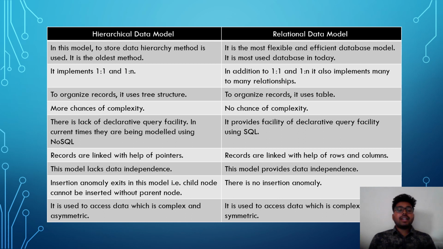In hierarchical, records are linked with the help of pointers. In relational, records are linked with the help of rows and columns. The hierarchical model lacks data independence, whereas the relational model provides data independence. Insertion anomaly exists in the hierarchical model, that is, a child node cannot be inserted without a parent node. There is no insertion anomaly in relational. Hierarchical is used to access data which is complex and asymmetric. Relational is used to access data which is complex and symmetric.